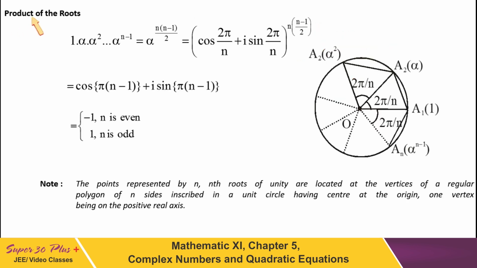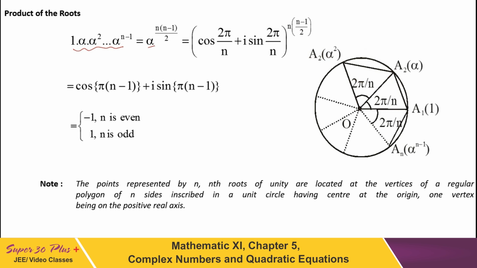Students, what is the product of nth roots of unity? The product of nth roots of unity can be written like this, and it is equal to alpha to power n minus 1 by 2, because there are n minus 1 terms which are in AP. The value of alpha is cos 2 pi upon n plus iota sin 2 pi upon n, whole power n minus 1 by 2. Now we are going to simplify it. Then it will become cos pi(n minus 1) plus iota sin pi(n minus 1).